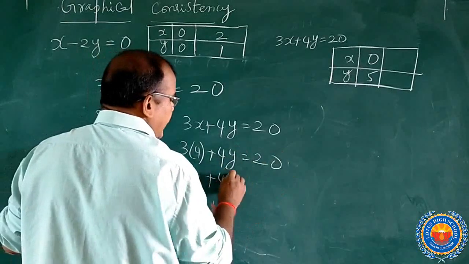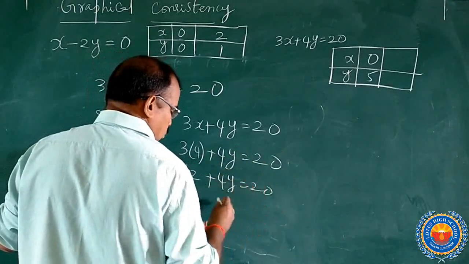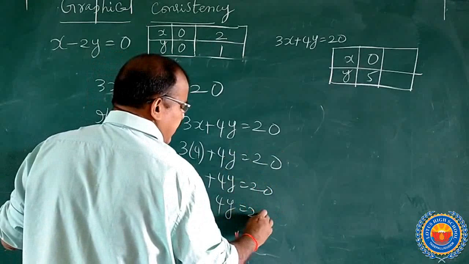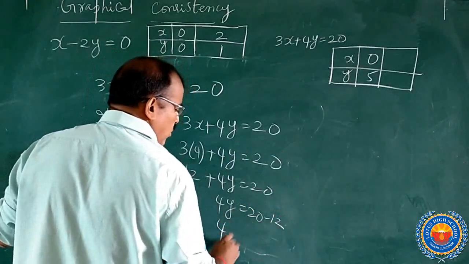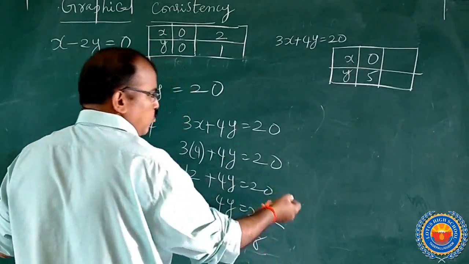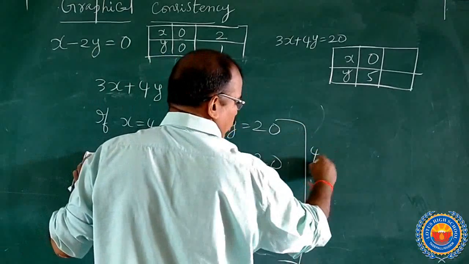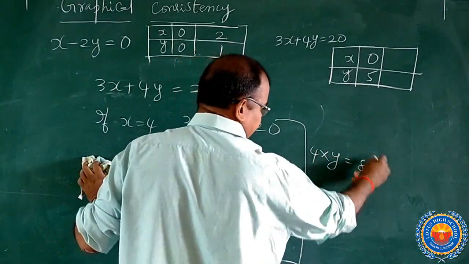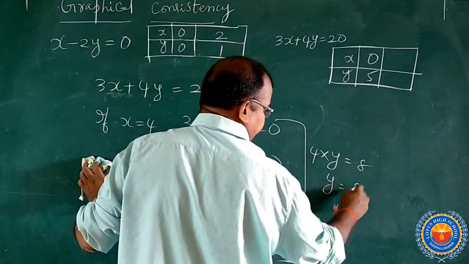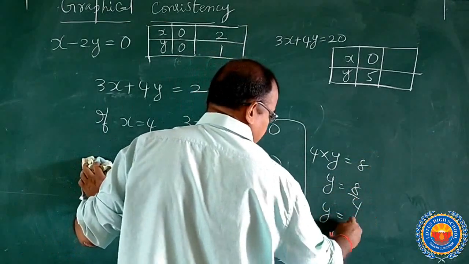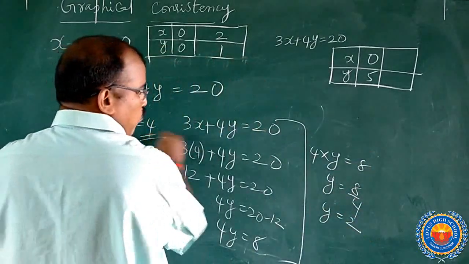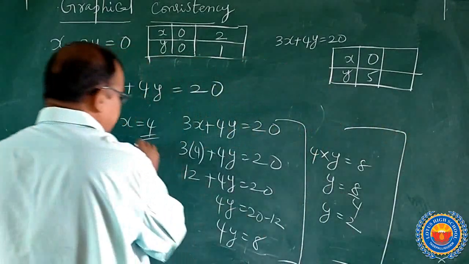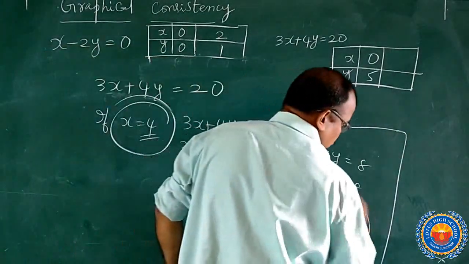12 plus 4y is equal to 20. 4y is equal to 20 minus 12. 4y is equal to 8. 4 into y is equal to 8. Y is equal to 8 divided by 4. Y is equal to 2. Therefore, (4, 2). If x is equal to 4, y is equal to 2.